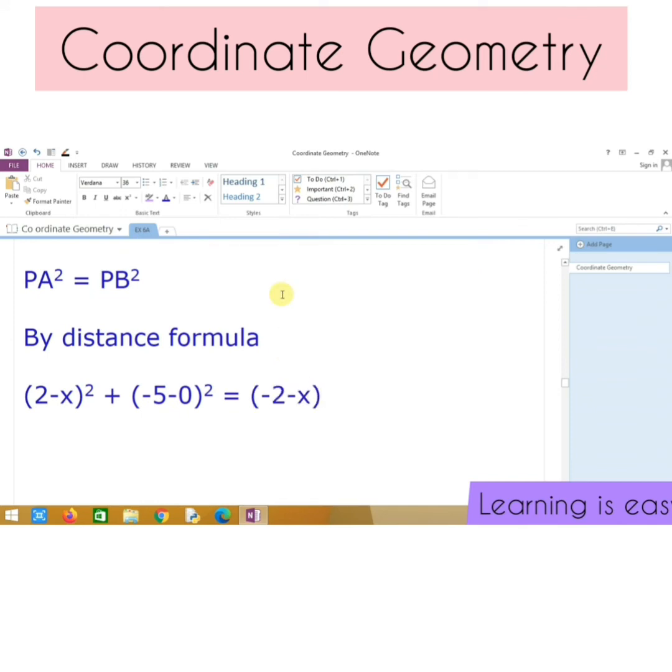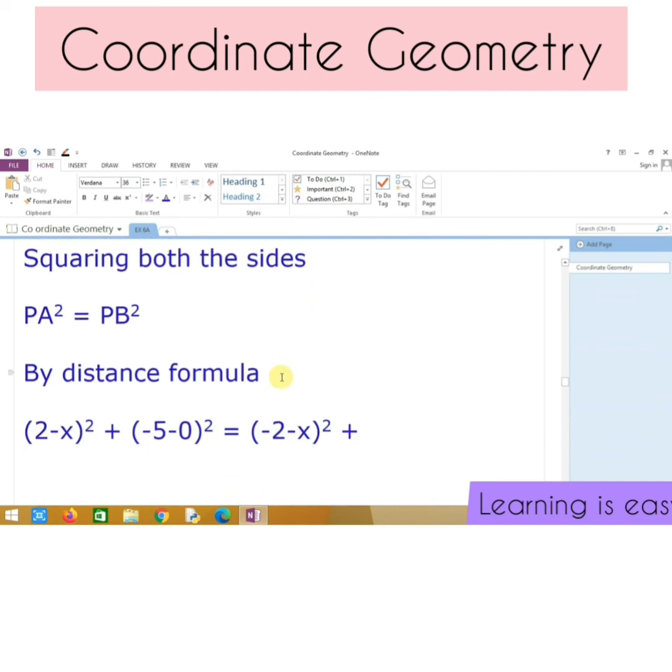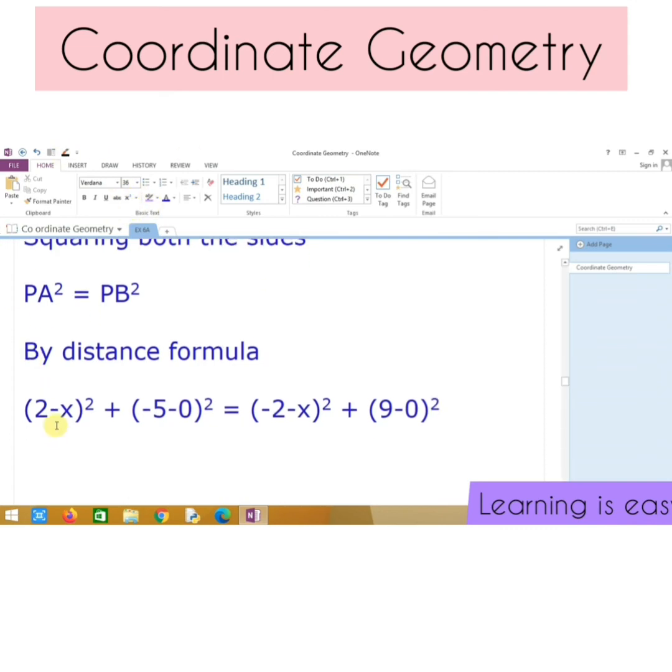Minus 2 minus x whole square plus 9 minus 0 whole square, or just 9 square. So LHS, if you see, (2 minus x) whole square is of the form (a minus b) whole square. So by expanding the formula, 4 minus 4x plus x square, minus 5 whole square is 25, so plus 25.